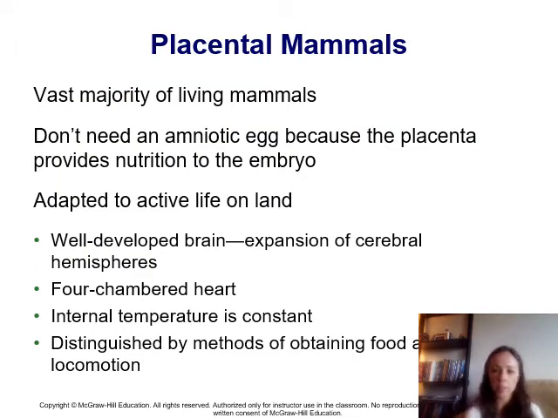The majority of mammals will have a placenta, which just replaces the need for the egg. Mammals have a well-developed brain, a four-chambered heart, and are distinguished amongst one another by their methods of attaining food or locomotion.